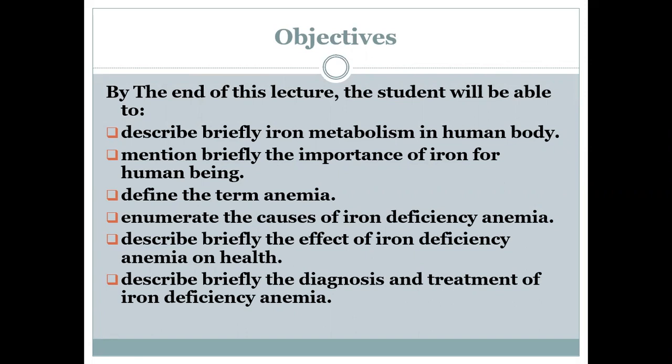By the end of this lecture, the students should be able to describe briefly iron metabolism in the human body, mention briefly the importance of iron for a human being, define the term anemia, enumerate the causes of iron deficiency anemia, describe briefly the effect of iron deficiency anemia on health, and describe briefly the diagnosis and treatment of iron deficiency anemia.